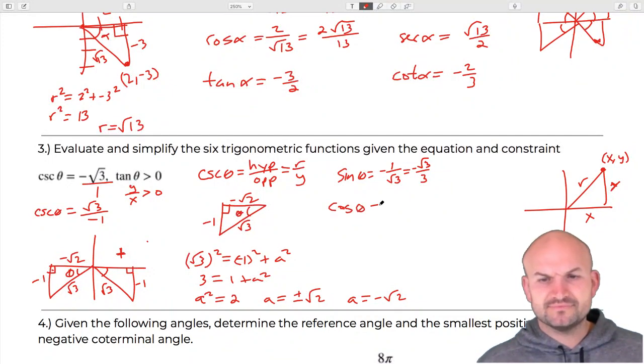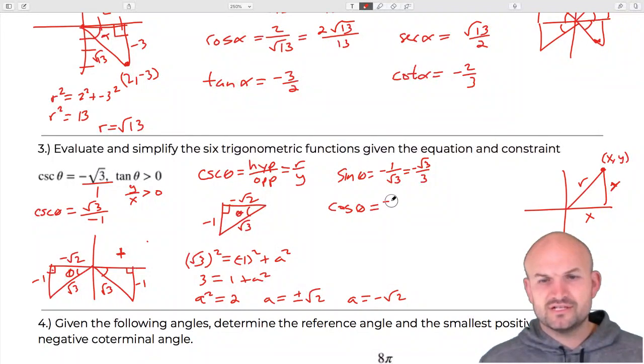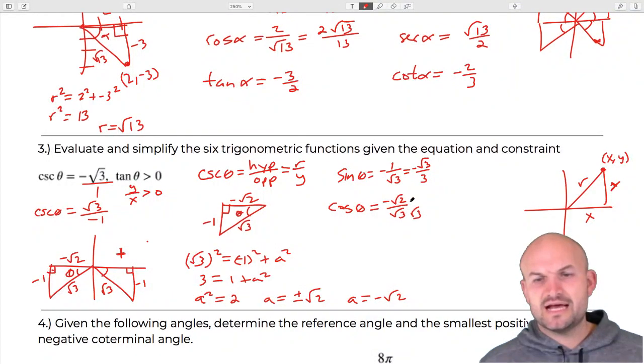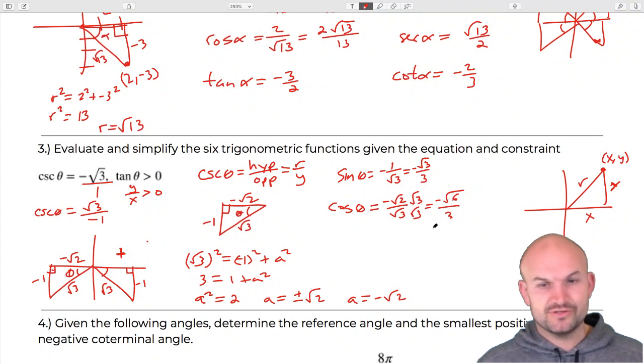The cosine of theta, in this case, is going to be adjacent over hypotenuse, so that's going to be negative square root of 2 over the square root of 3. Again, rationalize the denominator. You get negative square root of 6 over 3, since square root of 3 times square root of 3 is just 3. Do not try to divide the 3 into the 6. The 6 is under the radical, 3 is not, so you can't do that.